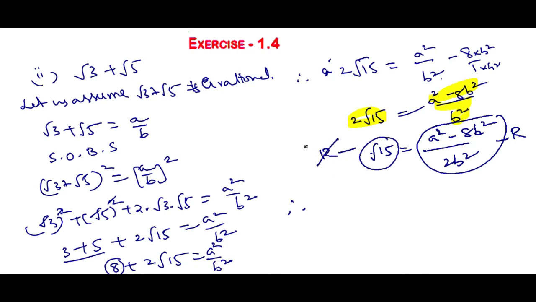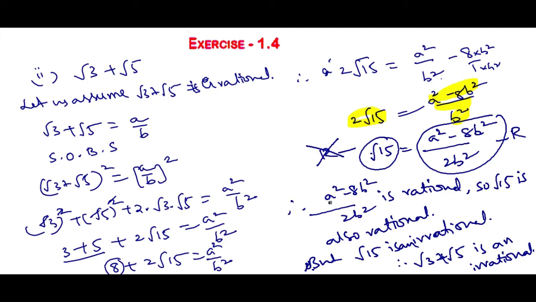But root 15 is not a rational number. It is an irrational number. So our assumption is wrong. So now we can conclude that root 3 plus root 5 is an irrational number. That is why I have written here: a square minus 8b square by 2b square is rational, so root 15 is also a rational number, but our assumption is wrong. Therefore we can write root 3 plus root 5 is an irrational number.